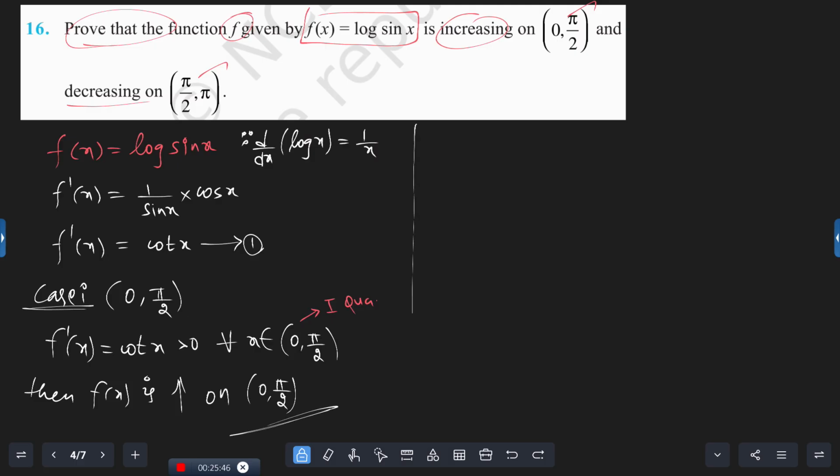Okay, second, case number 2. What did they give? Pi by 2 comma pi. What can we say about pi by 2 to pi?